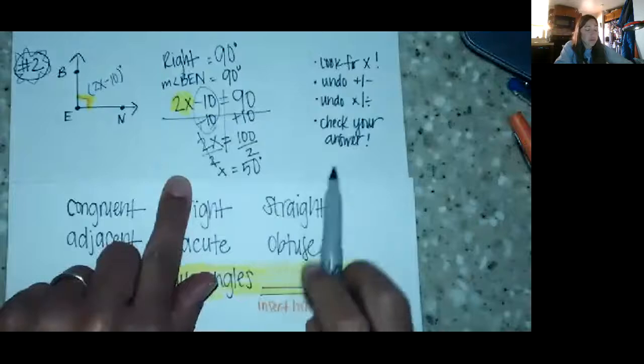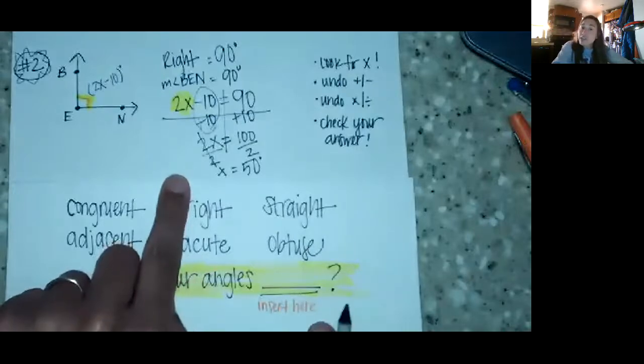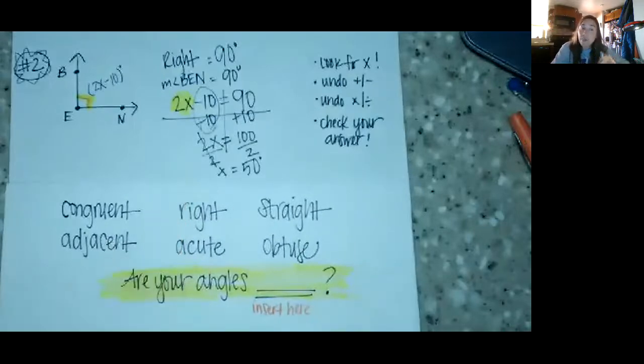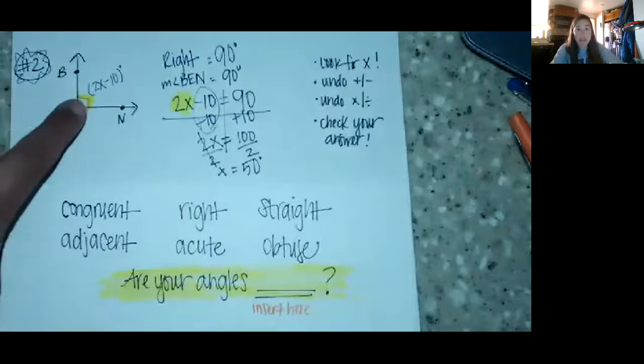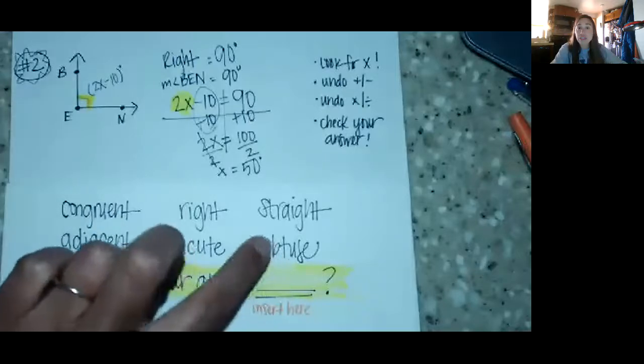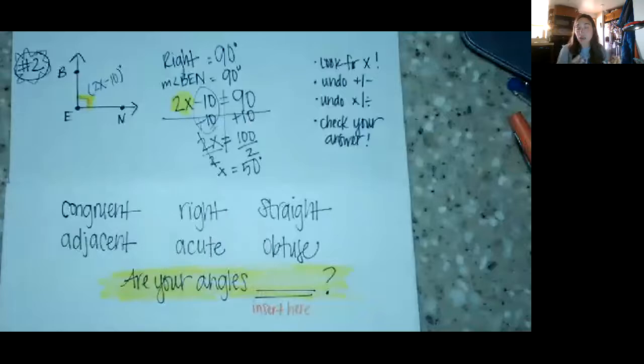All right, so we have to check our answer now. If I'm going to check this, think about that angle BEN is a right angle. It didn't tell us that, but we saw it based on that marking. So that means whatever I substitute in for x has to make that angle equal to 90. Otherwise, it wouldn't match the diagram.